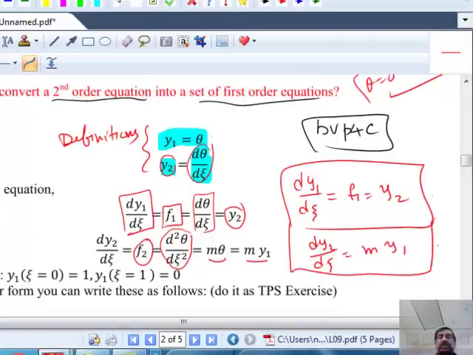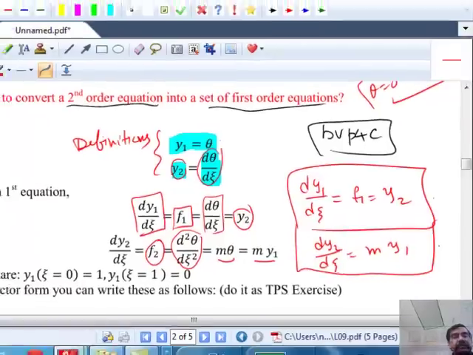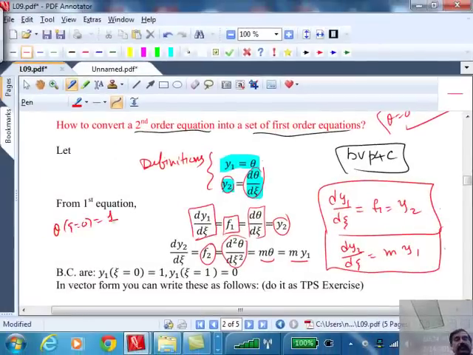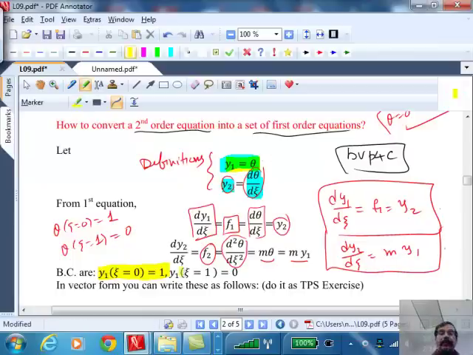The original boundary condition was θ at ψ equal to 0 was 1. But what is θ? θ is the same as y1. So I have the condition y1 at ψ equal to 0 is 1. The second condition was θ at ψ equal to 1 is 0. And θ is still what? y1, right? So the two boundary conditions that I have are y1 at ψ equal to 0 is 1, and y1 at ψ equal to 1 is 0.